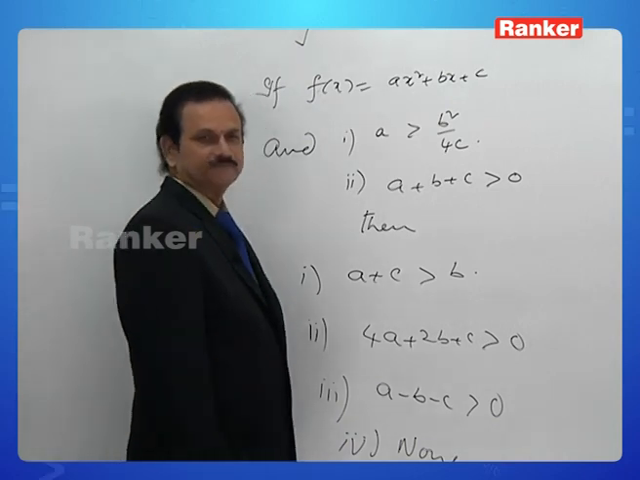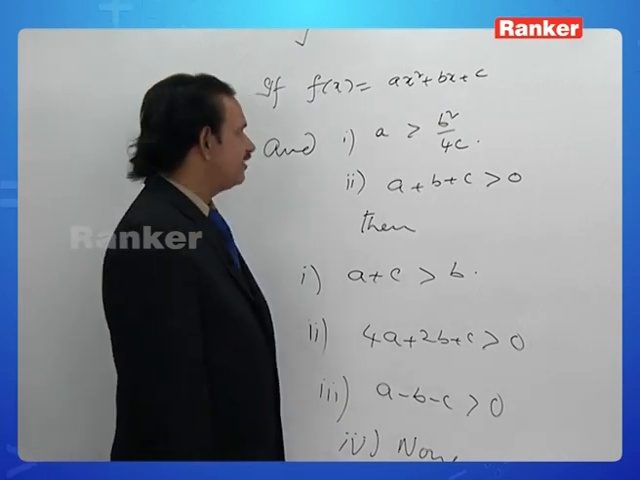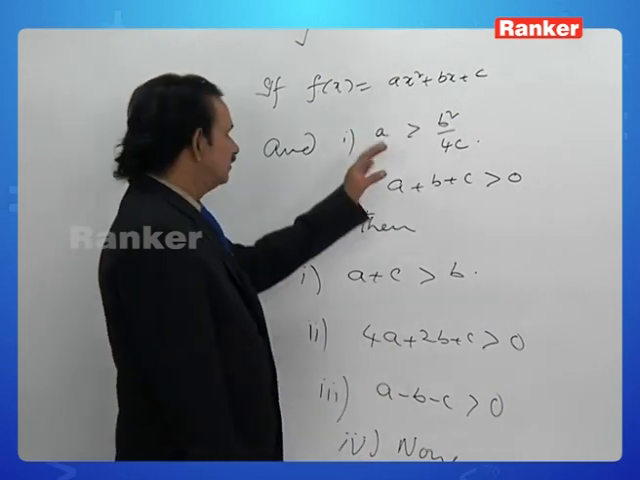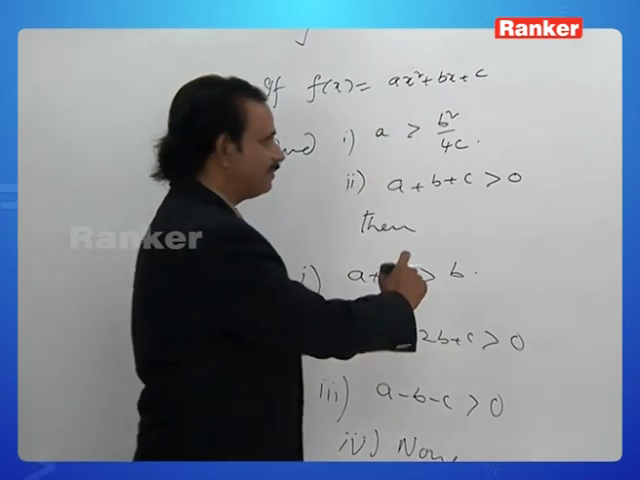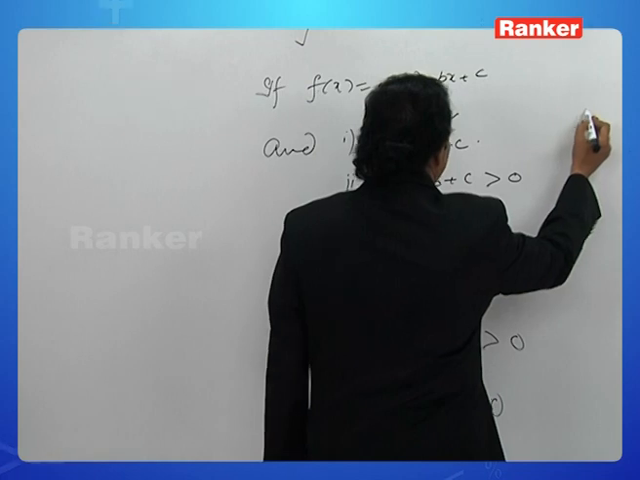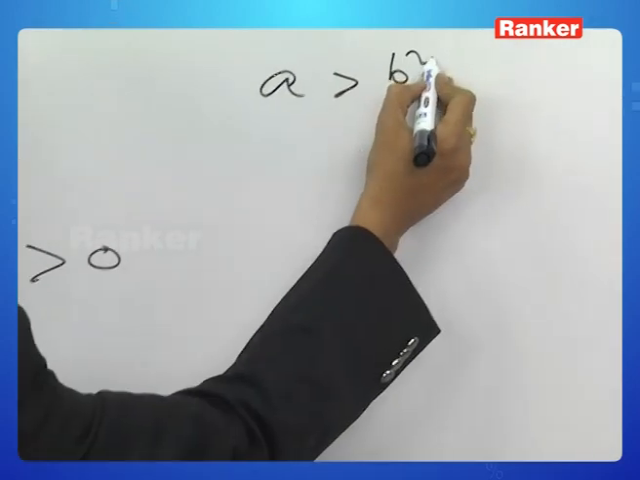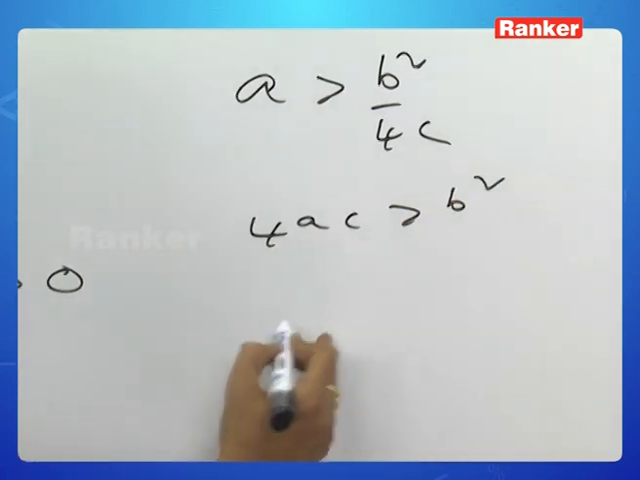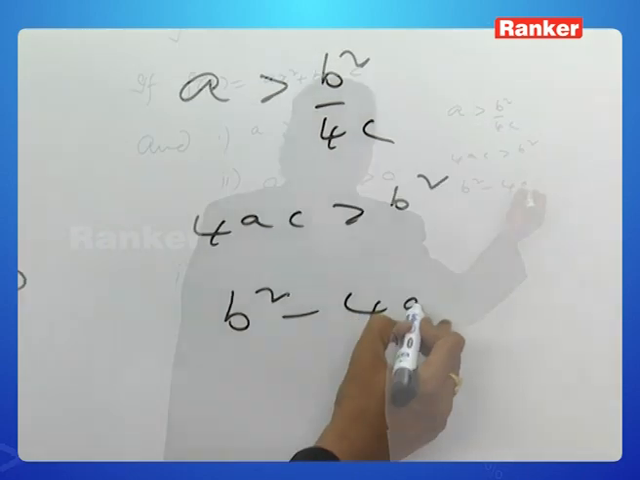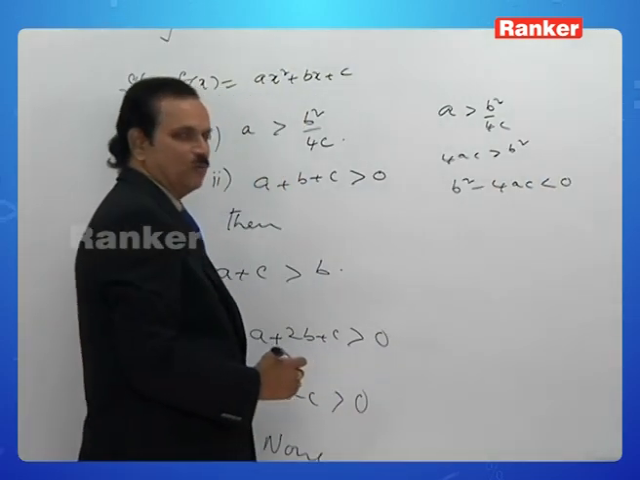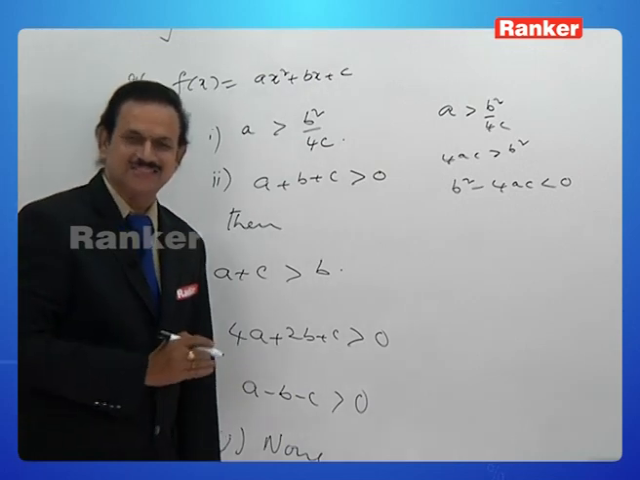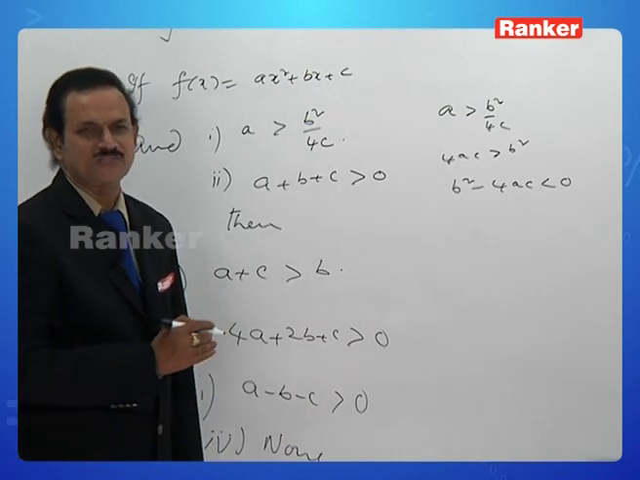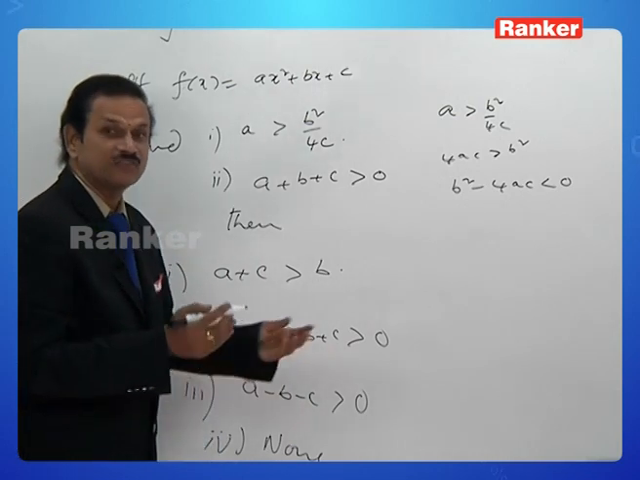It's a beautiful question. Observe the data very, very carefully. Given that f of x is ax square plus bx plus c. Well, a greater than b square by 4c. Entire thing is involved here. A is greater than b square by 4c means 4ac greater than b square, or b square minus 4ac less than 0. As and when you notice that b square minus 4ac is less than 0, that equation ax square plus bx plus c is equal to 0 cannot have real roots at all.